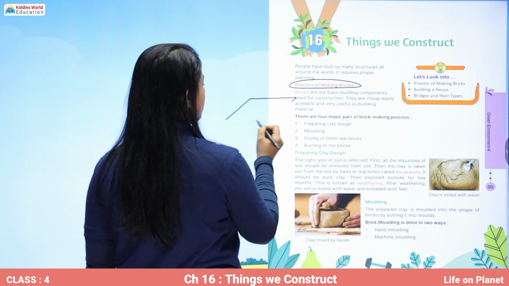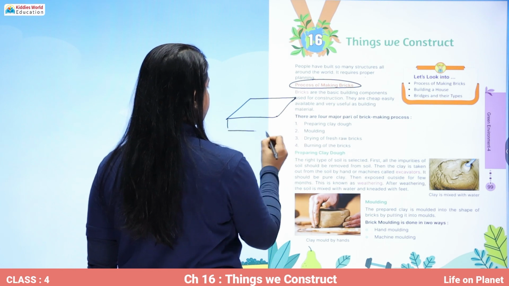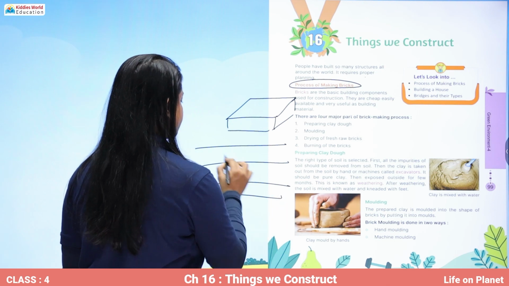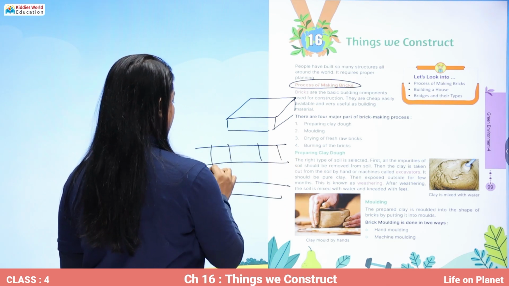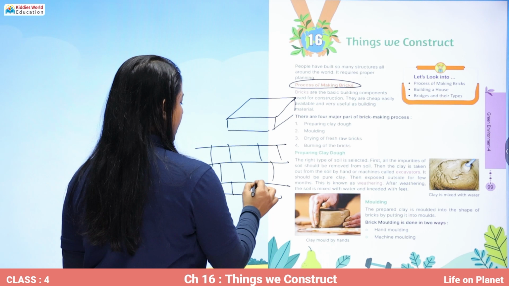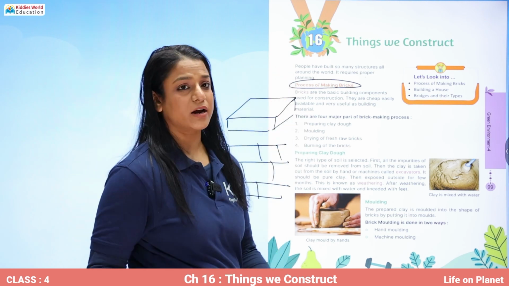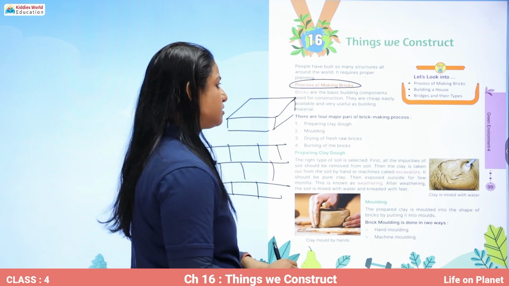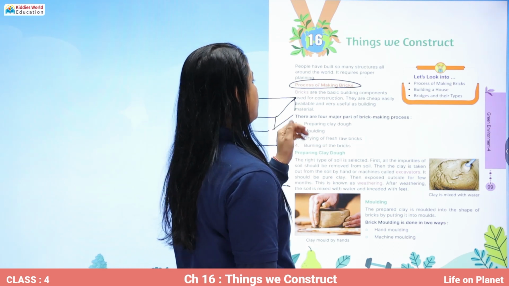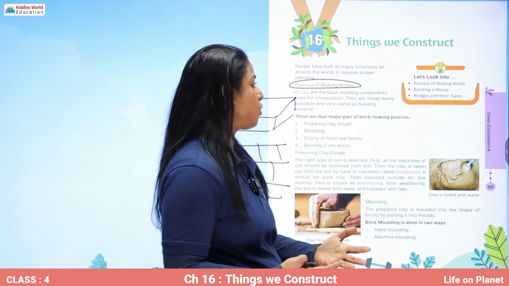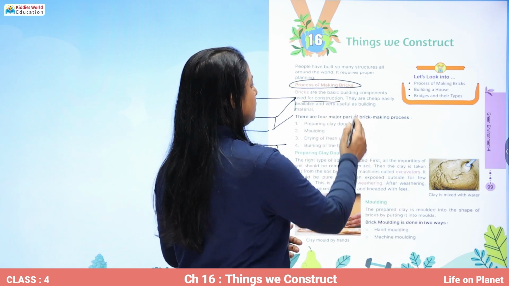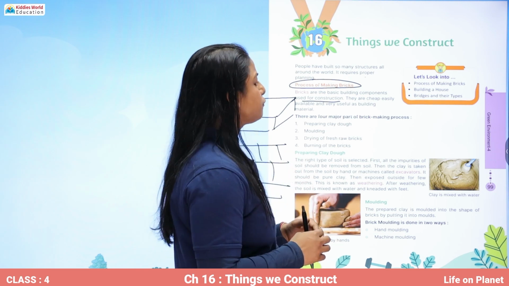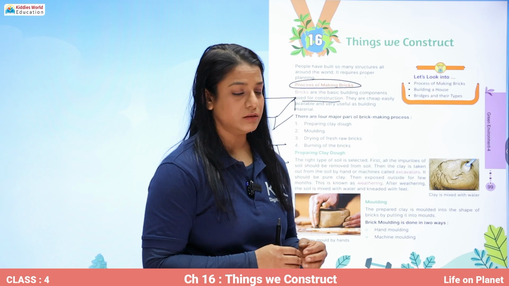So, a brick looks something like this. Okay, a brick wall looks like this. So these are the arrangement of the bricks, and that's how a wall is being constructed, and through these walls different buildings are being constructed. So how are bricks used? Bricks are the basic building components used for construction. They are cheap, they are easily available and very useful as building material.